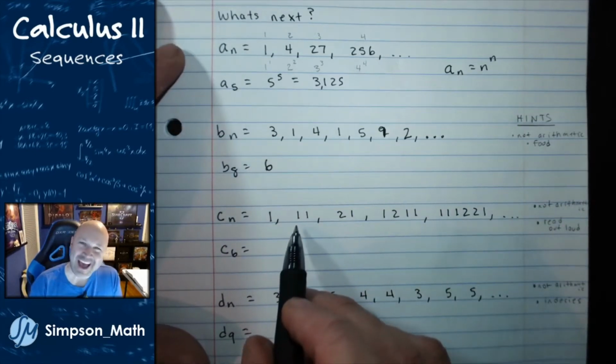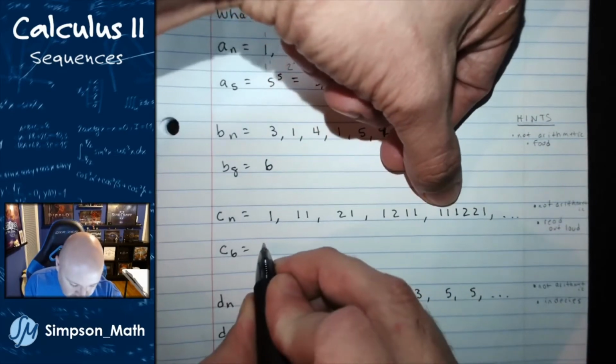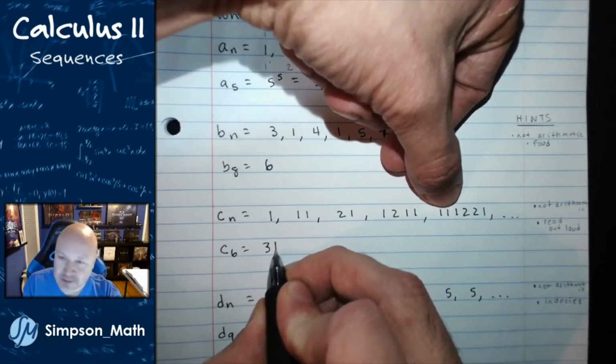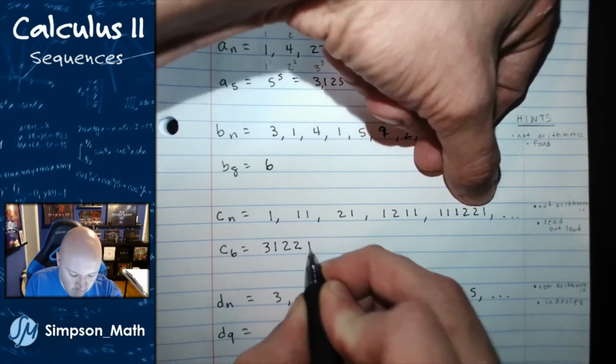So this is super silly, but let's see if I can do the next term. I'm going to have 3 1s, 2 2s, 1 1.